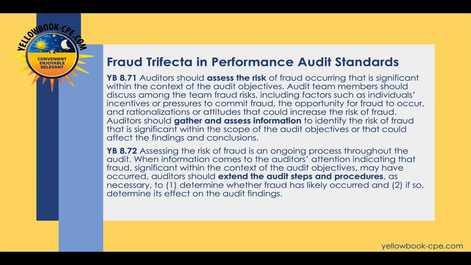Now, here are the Yellow Book quotes, and I've highlighted that regarding fraud. There's only like 4 paragraphs that address fraud in the Yellow Book performance audit standards. Notice I've highlighted gather and assess information, which is step 1 of the trifecta, in order to assess risk, which is the second step of the trifecta, and then alter your audit procedures or extend your audit steps and procedures, what they're saying here, to address that fraud possibility that you came up with in your brainstorming and your risk assessment.